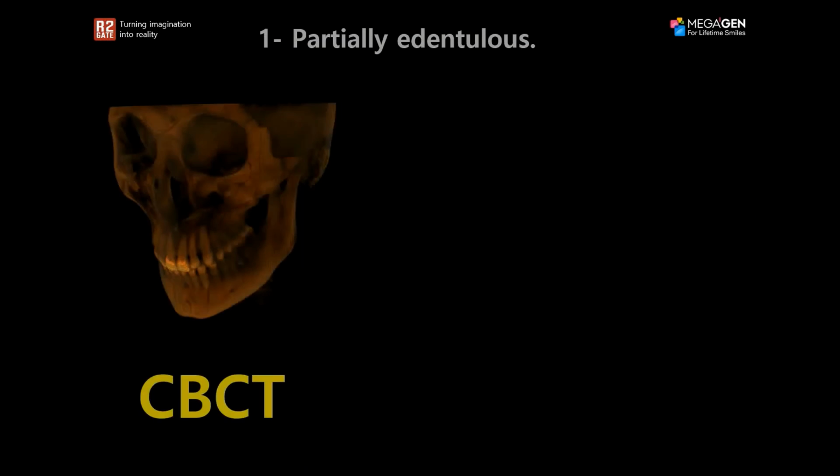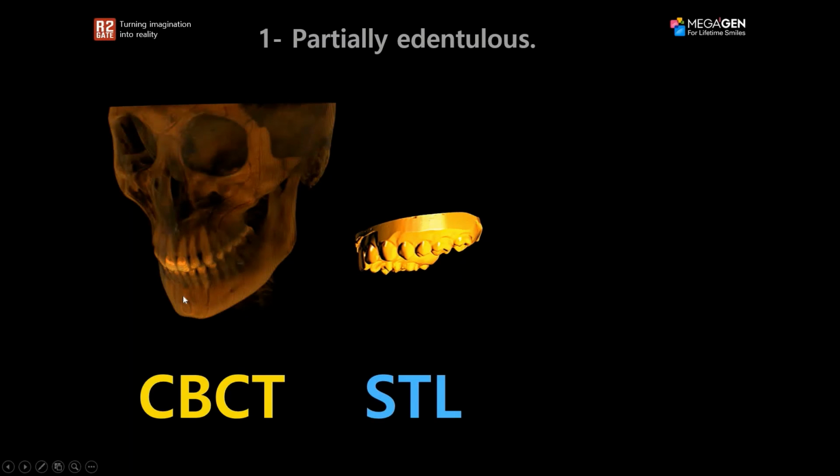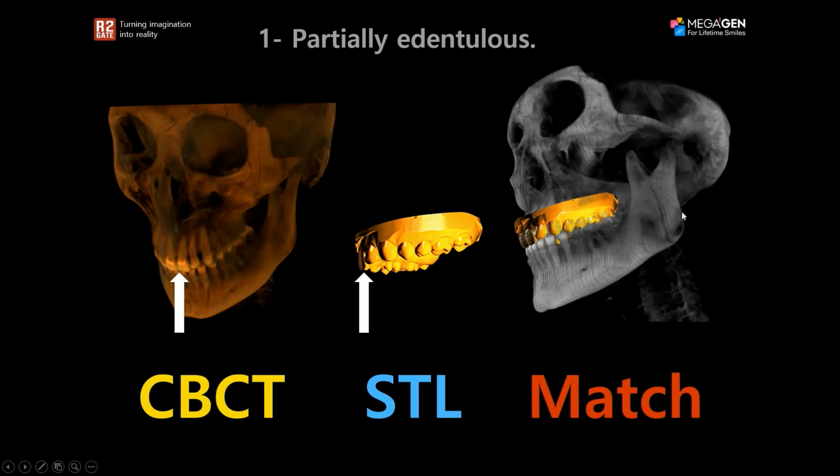Now, for partially edentulous cases, the reason why it's a simpler protocol is because in the CBCT and the STL file, we can see the teeth. So I can see the teeth in the CBCT and I can see the teeth in the STL file. And because I can see both, now I have common reference points that eventually allow me to merge or to match all the data together.